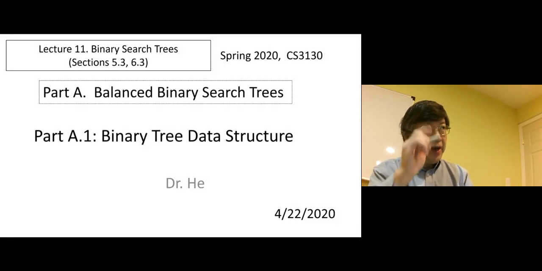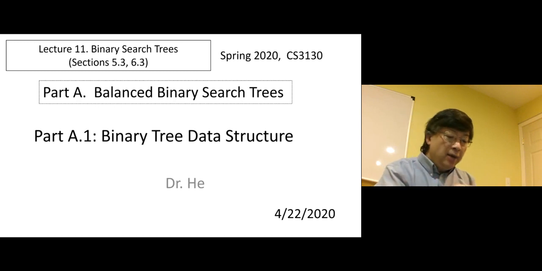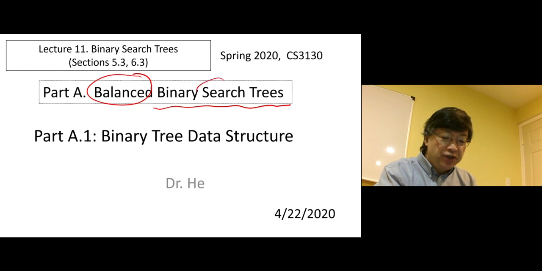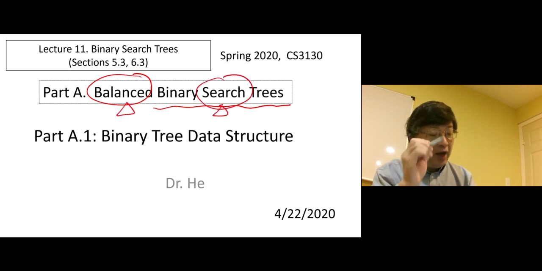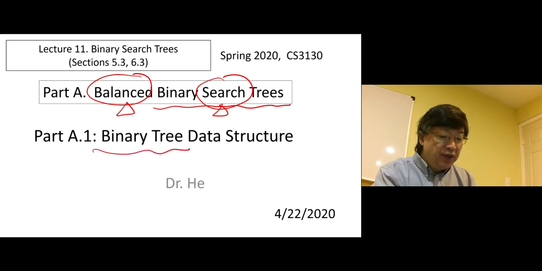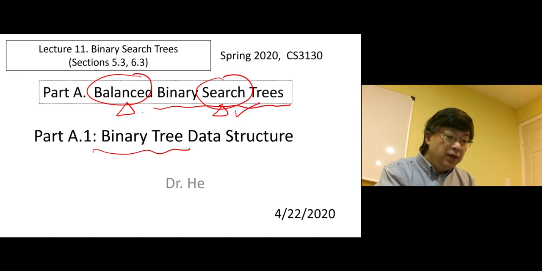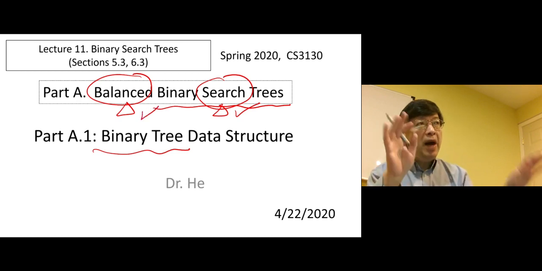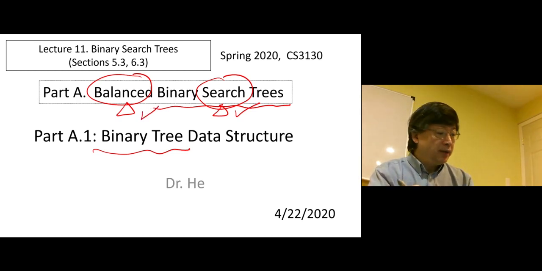All right, so part A. Part A, balanced binary search trees. Search. So these two things. On top of the binary tree, we need these two properties: search property and balanced property. All right.